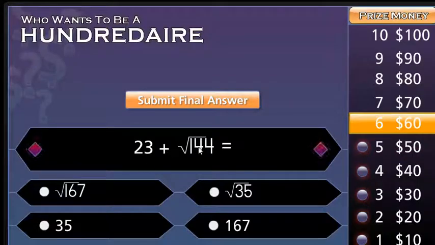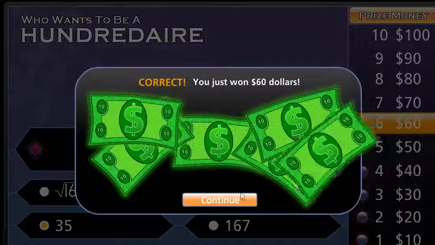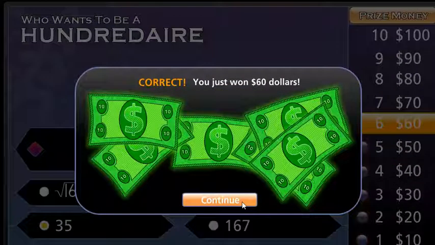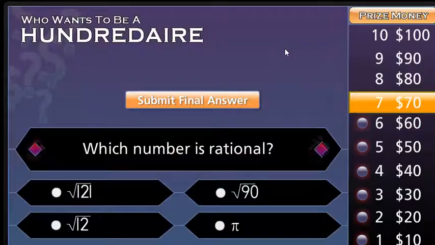Alright. 23 plus root 144. I know that 12 squared is 144. So 12 and 23, I guess, would be 35. Again, since this one really isn't dynamically generated, if I miss these, I just have to remember the answers.